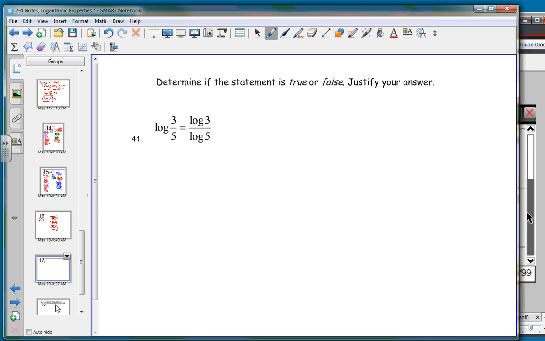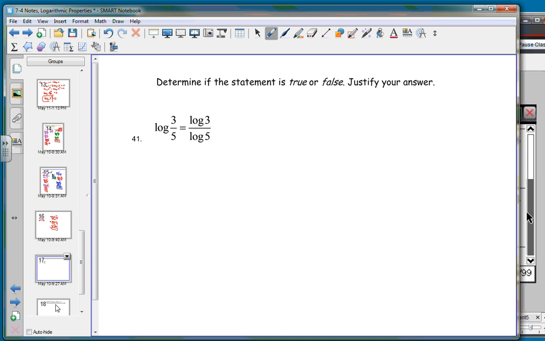I was just doing homework without the calculator. Determine if this is true or false. Justify your answer. True. Okay, what do I do? True or false? How do I determine this?